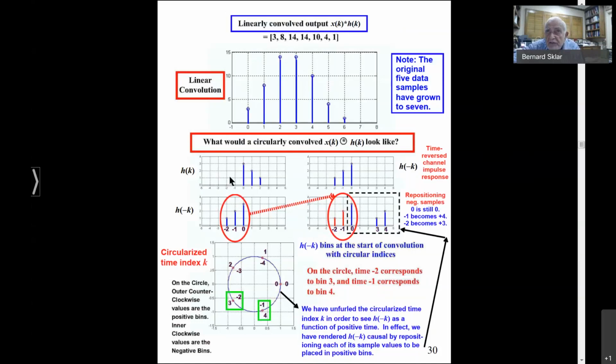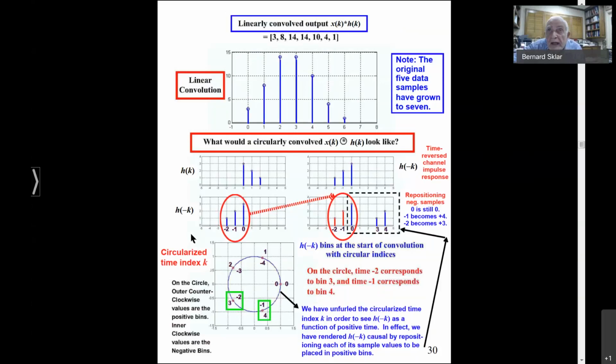So, here was H of K, here is H of minus K, and I'm just repeating it here. And what I'm going to show you here is a way for me to do a circular convolution where there is no transient, and there is no growth of the signal. So it's a real kind of a trick to do circular convolution with these samples. Notice I have a circularized time index K, where on the outer circle, going counterclockwise, I go through the positive bins of time 0, 1, 2, 3, 4. And on the inner circle, going clockwise, I go 0, minus 1, minus 2, minus 3, minus 4.